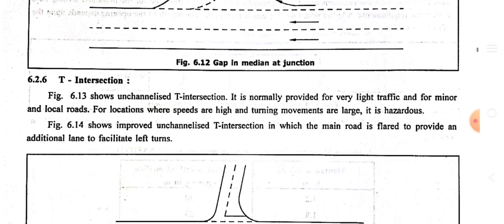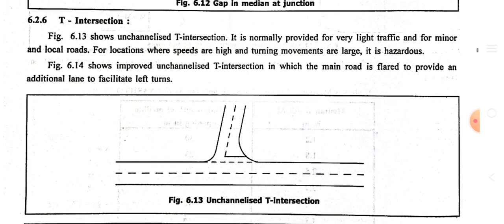Here the bull nose gap is provided. Now next is the T intersection. If any road is connected to a main road, like a main highway is there and one of the internal roads is connected to the main highway, then a T intersection is provided. It is normally provided at very light traffic and for minor local roads. For a location where the speeds are high and turning movements are large, it is hazardous.